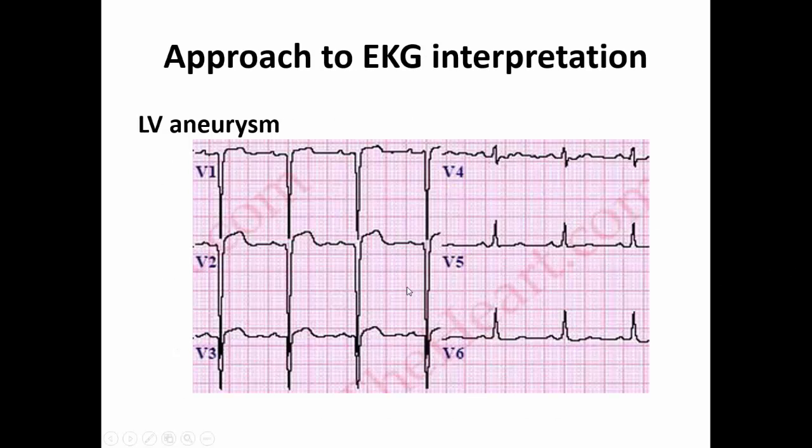So here is an example of left ventricular aneurysm. If you take a look at this, big Q wave in V1, V2, V3, and then you have this ST elevation in these leads. A little tough to say for sure, is it an MI on top of an old MI, or is this an aneurysm?